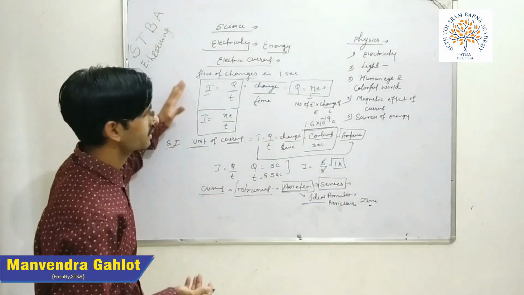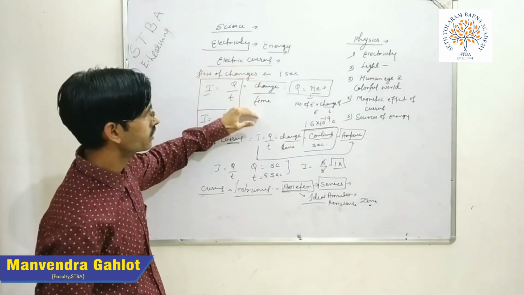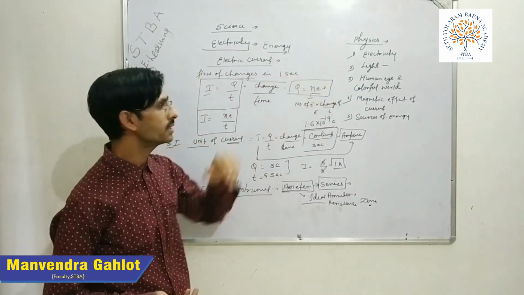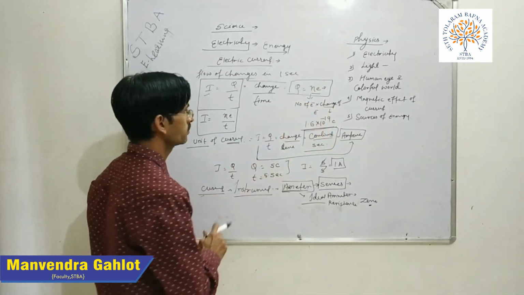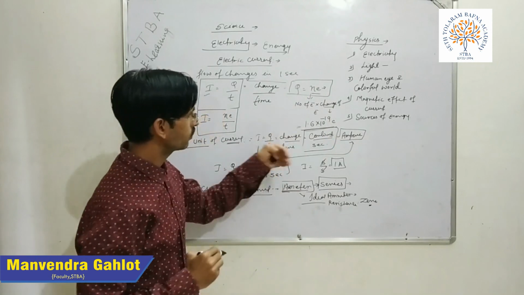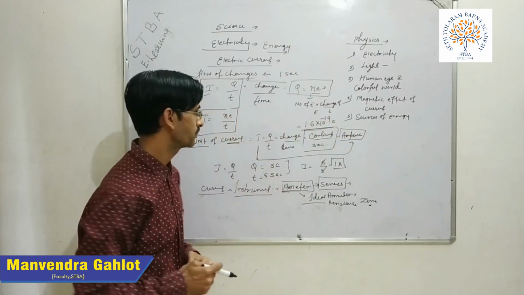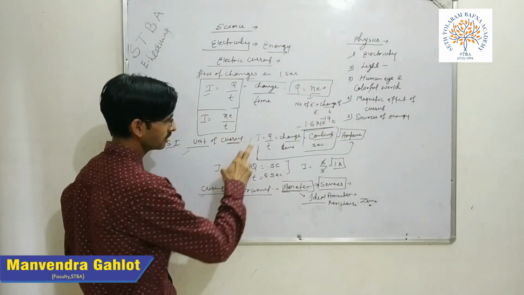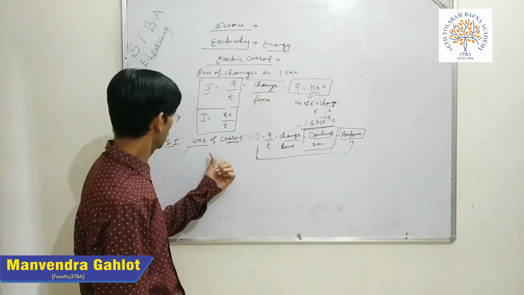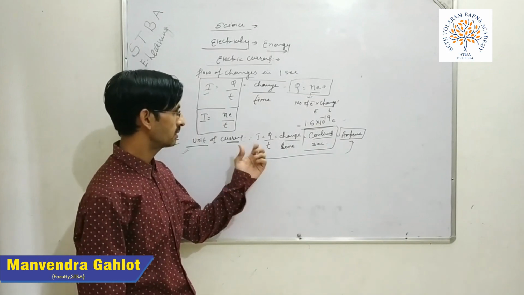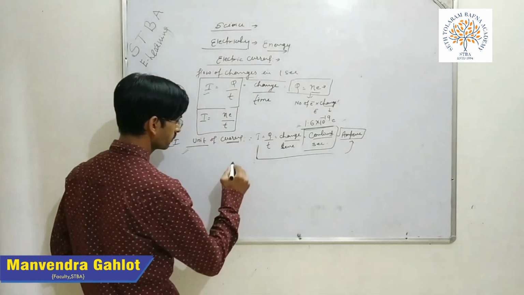So this is the first topic of this chapter. I equals Q upon T, charge upon time, Q equals N multiplied by E, the number of electrons multiplied by the charge of electron. The charge of electron is 1.6 into 10 to the power minus 19 coulomb. Coulomb is the unit of charge. So what is the unit of electric current? Charge upon time, coulomb upon second. This is called ampere. So the SI unit of electric current is ampere. We can also use a smaller unit of current, milliampere.